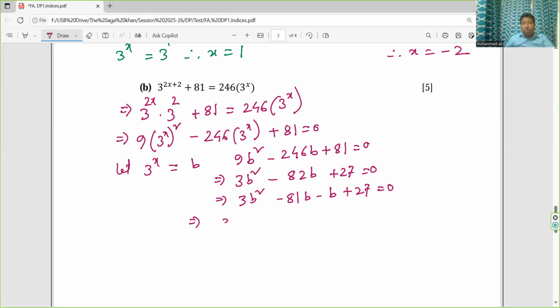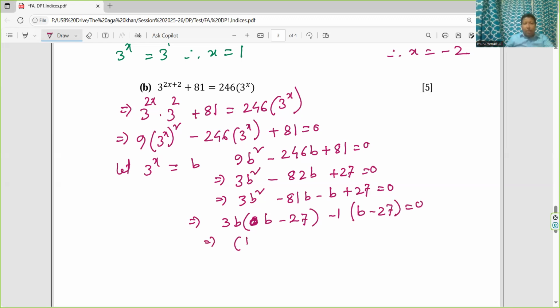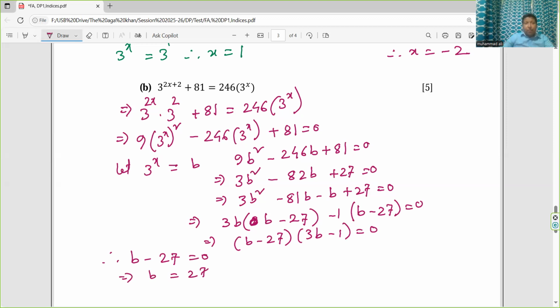Now take 3b common, it will be 3b minus 27. If we take common 3b, here it will be b minus 27. If you take common minus 1, it will be b minus 27, with the internal sign changed. So finally we get b minus 27, 3b minus 1 equals 0. Therefore, b minus 27 equals 0, b equals 27.